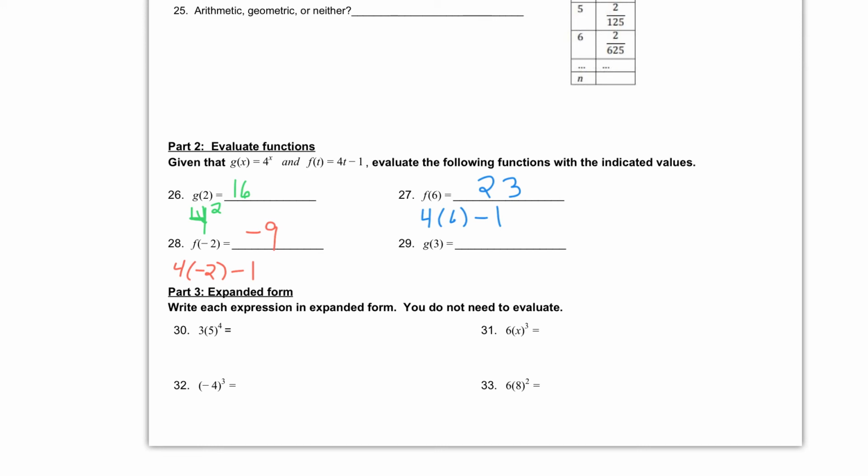And lastly, question number 29 asks us to find g of 3. Since we're using the g function, we're going to come back to our g of x function up here, which is 4 raised to the x, and we're going to take our 3 and plug it in for our x. And so we would get 4 raised to the third, which is 64. So g of 3 is equal to 64.